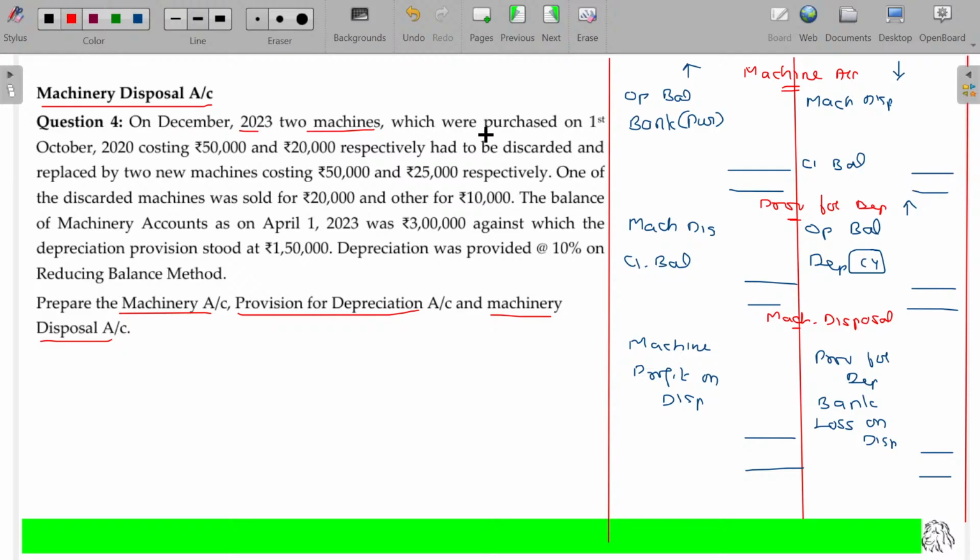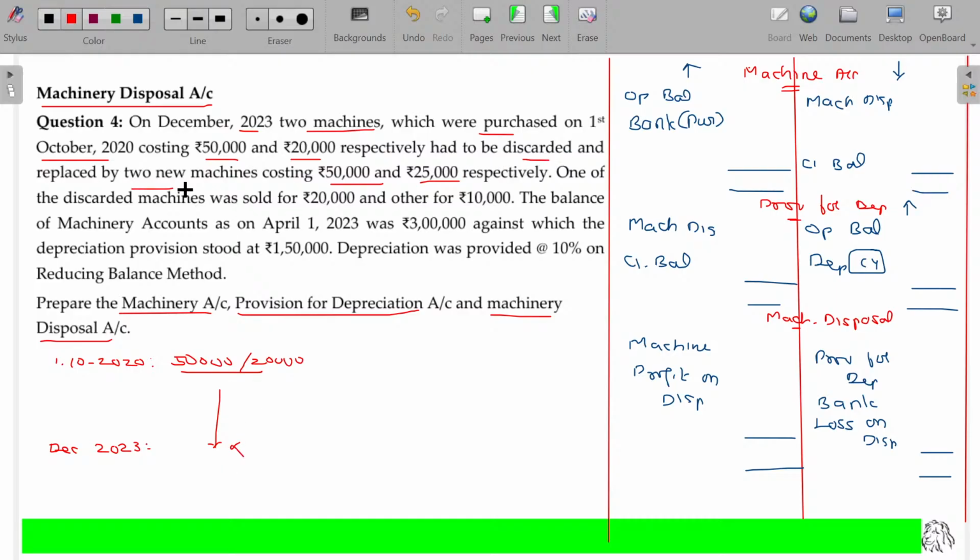On December 2023, two machines which were purchased on 1st October 2020 costing 50,000 and 20,000 respectively had to be discarded and replaced by two new machines costing 50,000 and 25,000. Originally purchased on 1st October 2020, for 50,000 and 20,000 respectively. Two assets. These two assets were discarded here.